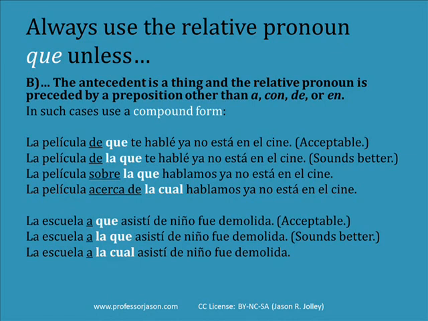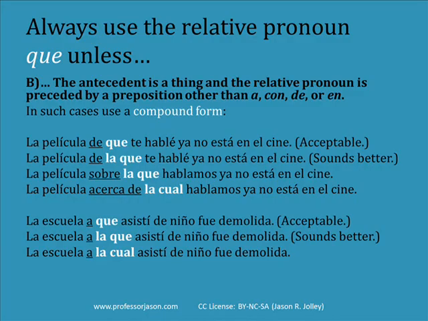And I definitely have to use a compound form if the antecedent is a thing, and I'm using a preposition longer than one syllable. "La película sobre la que hablamos, o sobre la cual hablamos, ya no está en el cine." "La película acerca de la cual, o acerca de la que hablamos, ya no está en el cine."